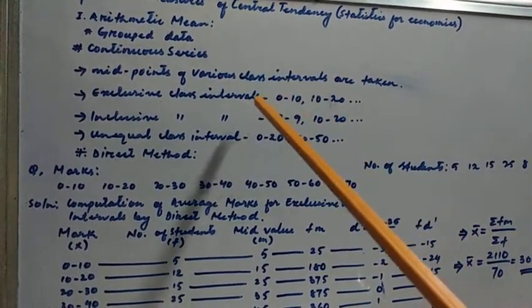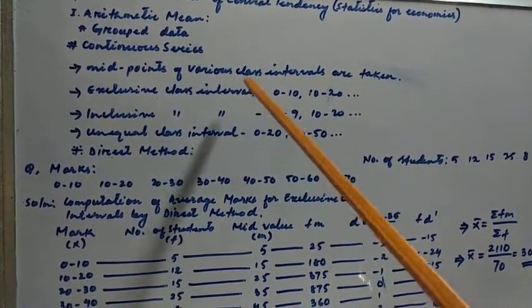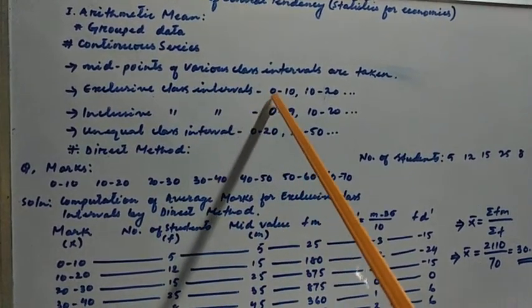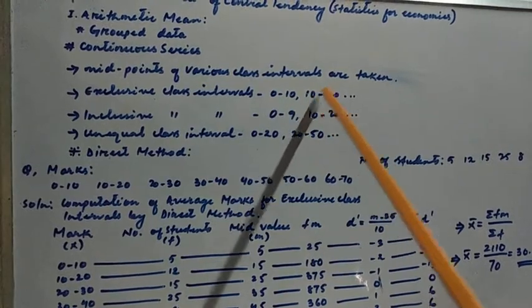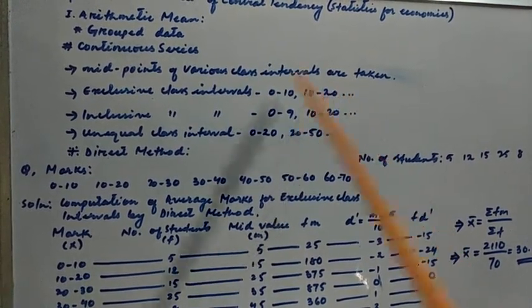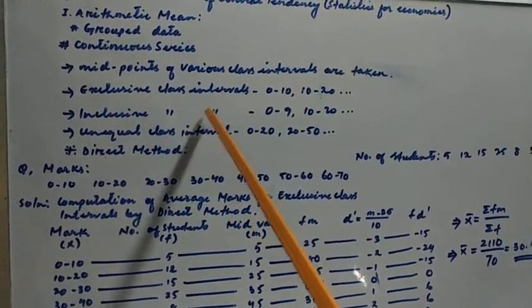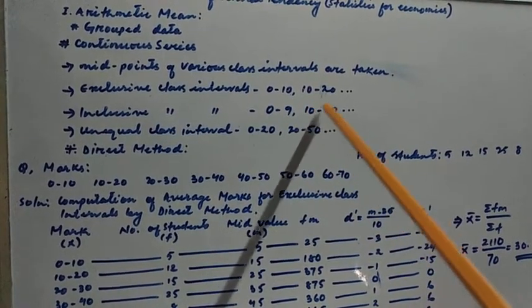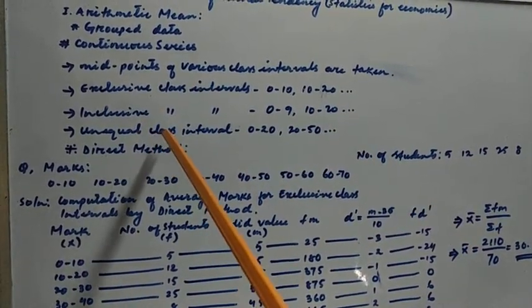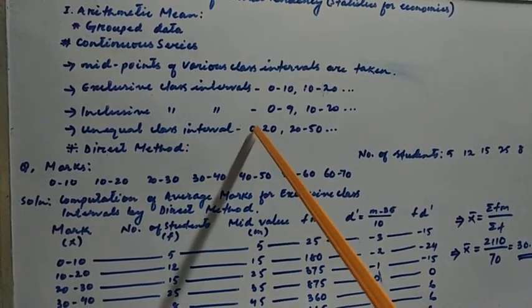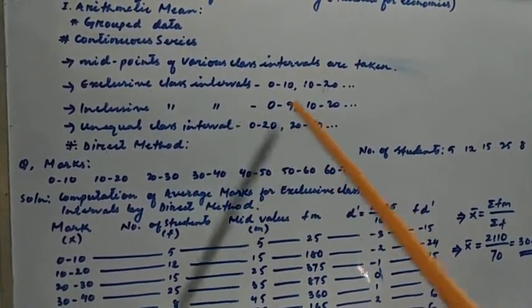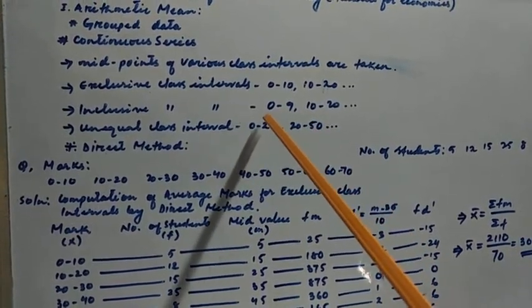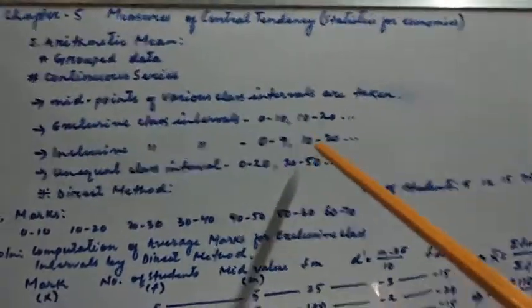And there are different types of class intervals. There are exclusive class intervals, for example 0 to 10, 10 to 20. So this is exclusive. When it comes to inclusive, examples are like 0 to 9, 10 to 19, and unequal class intervals like 0 to 20, 20 to 50. These intervals are not the same size, which is why they are called unequal class intervals.